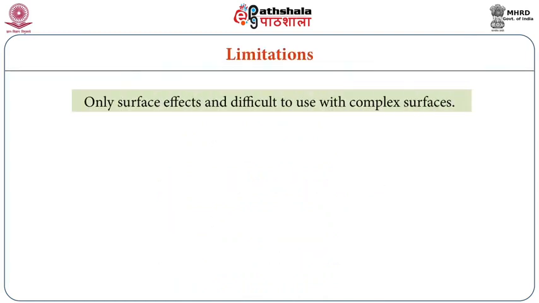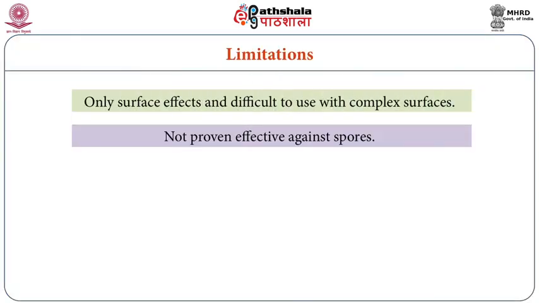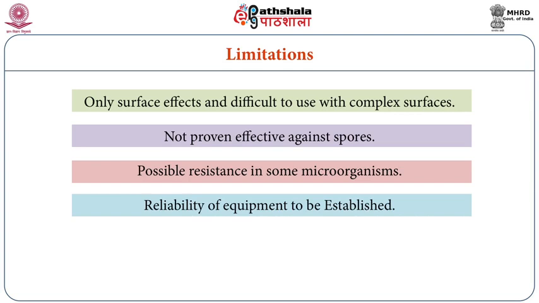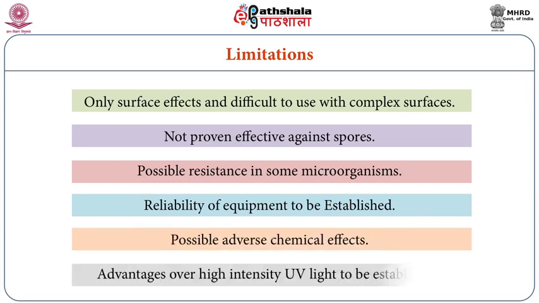If you look at the limitations, the limitation is simple: it only kills the superficial organisms which are present on the surface of the food, and in-depth penetration will not take place. So the organisms which are present in the tissues, and the organisms which are heat resistant, will not be inactivated. That is a disadvantage. It is not proven effective against spores, and there is possible resistance in some microorganisms. A few organisms are resistant to inactivation when applying this pulsed light. Reliability of equipment is to be established, there are possible adverse chemical effects, and advantages over high intensity UV light are to be established.